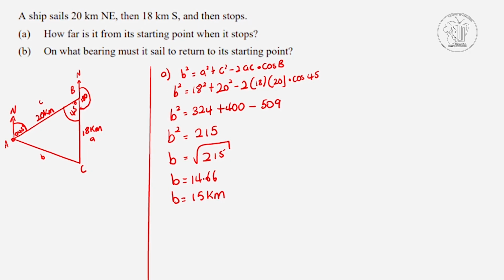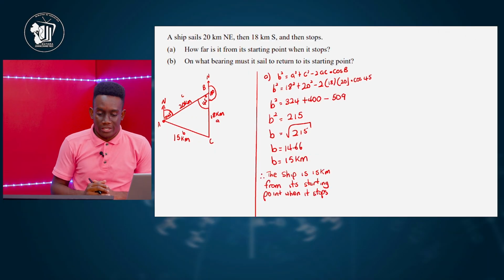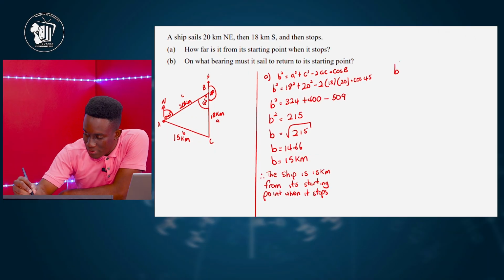km. So to answer the question, we can say therefore, the ship is 15 km from its starting point when it stops. So you can put in 15 km there. That's the answer to A. Of course, you need to answer B as well.